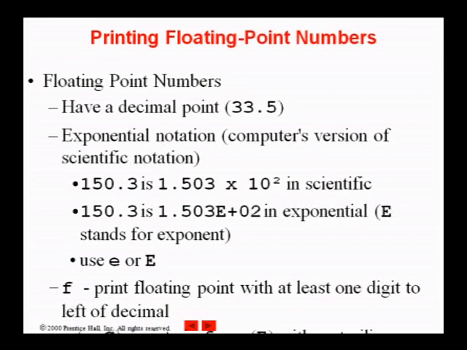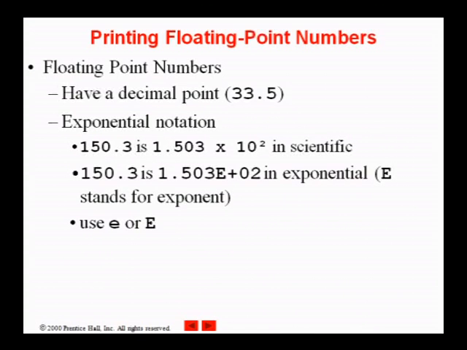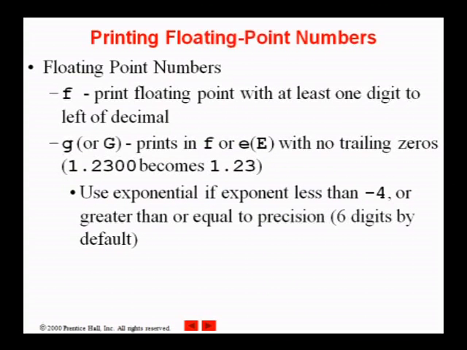Printing floating point with at least one digit to the left of the decimal point. We want at least one digit before the decimal point, so 0.3 is valid, while .3 is invalid. In that way, there should always be a minimum of one digit around the decimal point. 0.3 is valid.